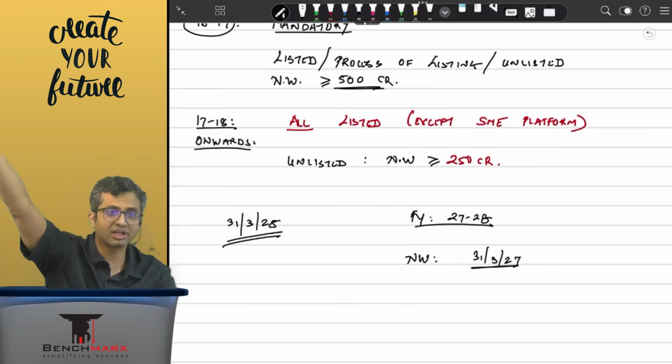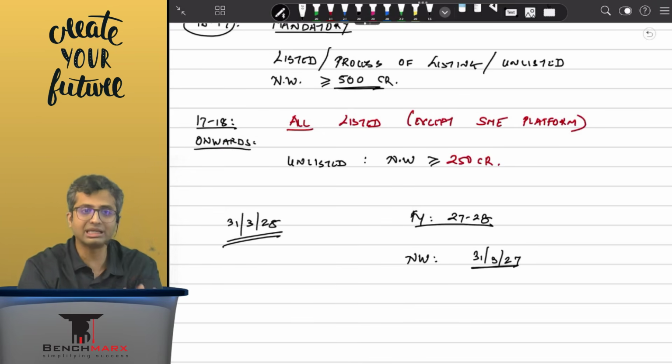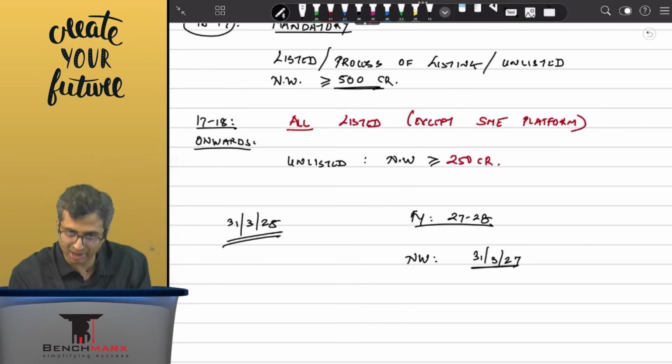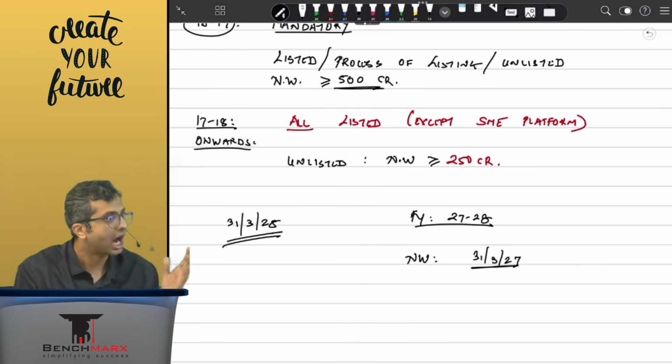I will know net worth at the end of the year. So Ind AS agrees to that. It says no, I will not look at the current year. If I want to apply it to the current year, then look at the last audited balance sheet. My last balance sheet must be the 31st March 27 balance sheet.